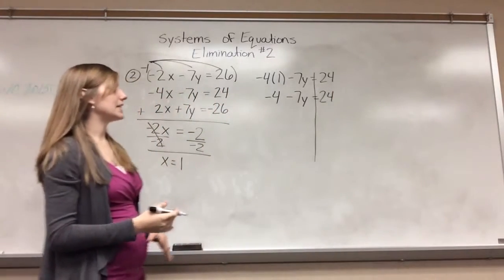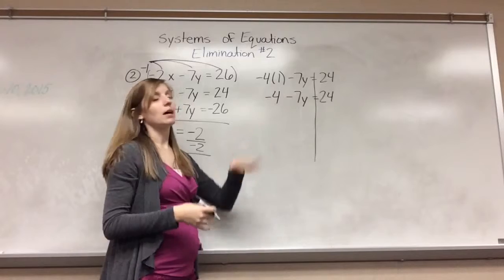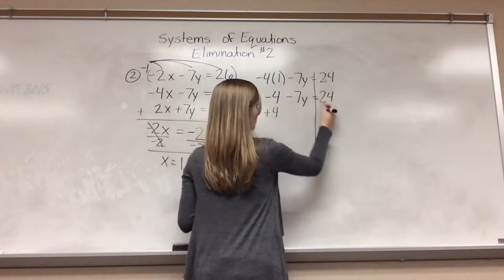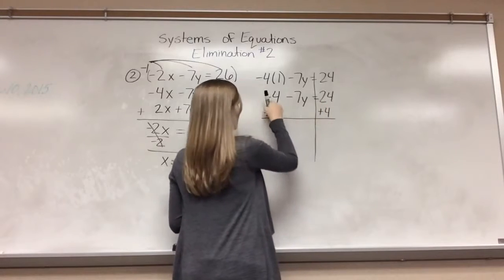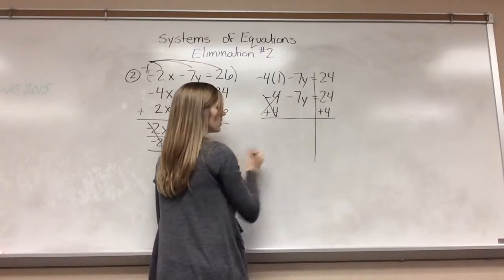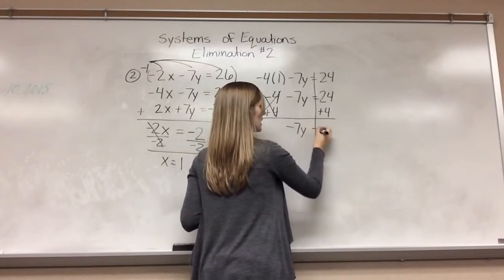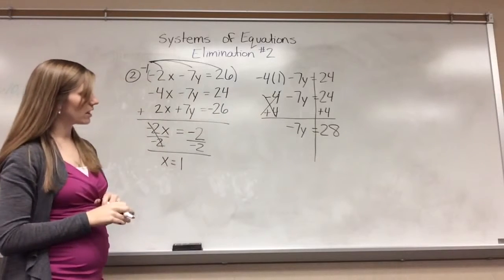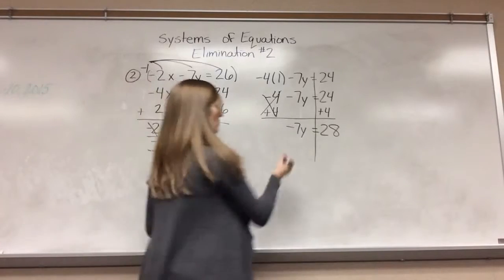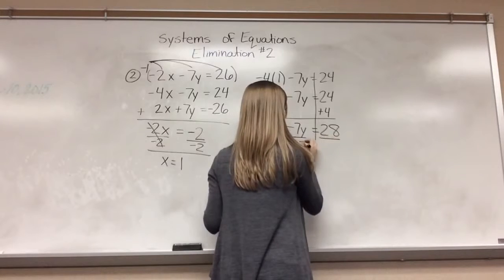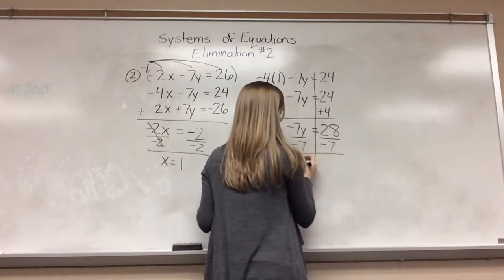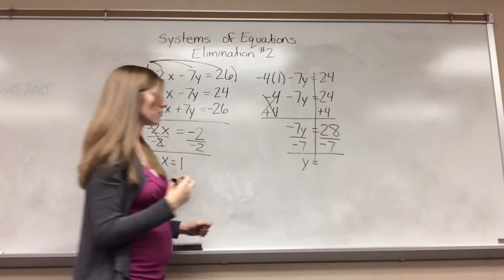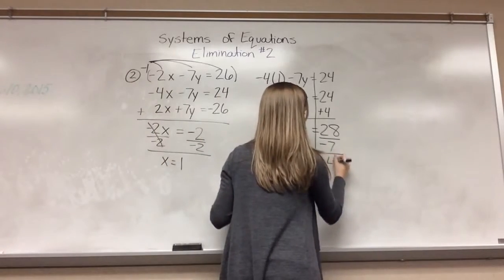So to solve for y, I need to cancel out this negative 4. The opposite of negative 4 is positive 4, or adding 4 to both sides. So negative 4 plus 4 cancel, that's 0. We get negative 7y equals 28. 24 plus 4 is 28. And then our last step is to just divide. So I need to divide both sides by negative 7. I get y equals 28 divided by negative 7, which is negative 4.